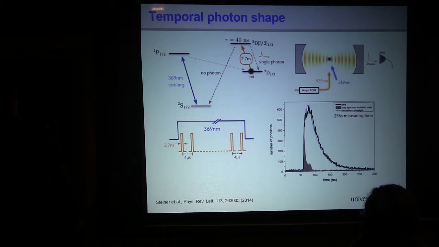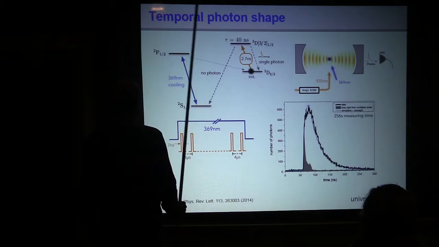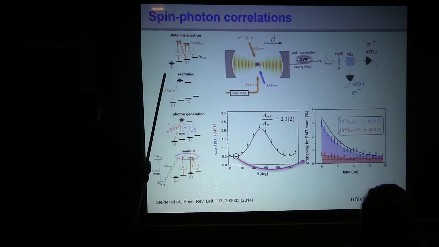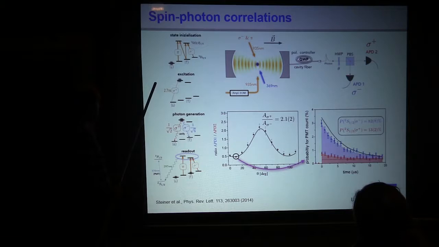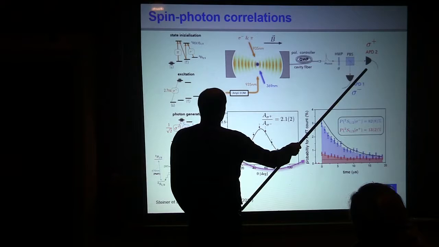Now, this was all assuming that we have a two-level system here. Of course, this is not true. In fact, the lower state is fourfold degenerate, and the upper state is twofold degenerate. So strictly speaking, we now also have to take care of the polarization of the photons coming out, and how they are correlated with the spin states of the ion. So basically, we want to see that the polarization state of the photon coming out here is correlated with the spin state of the ion that is left behind after that process.